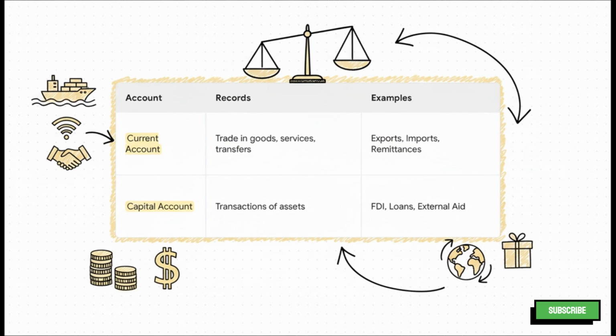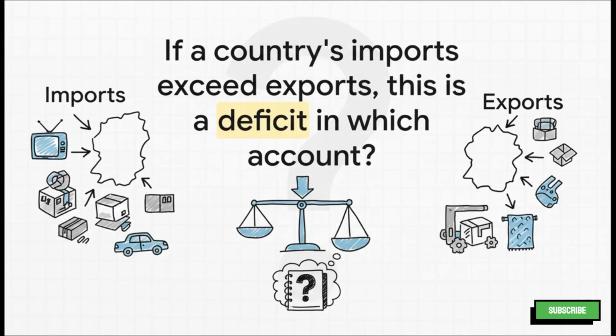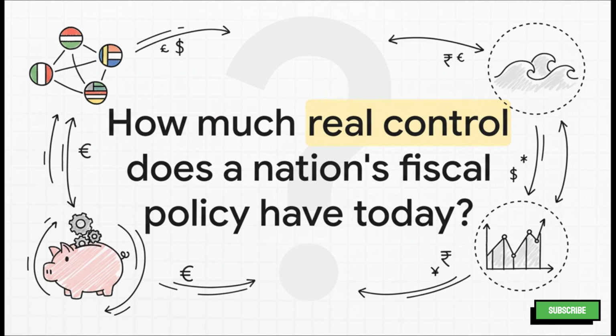Okay, here we go, our final revision question. Let's see what you've got. If a country is importing more goods than it's exporting, where exactly does that deficit show up? Which specific account? The answer to that last one? It's the trade account, which, as you know, is a part of the current account.